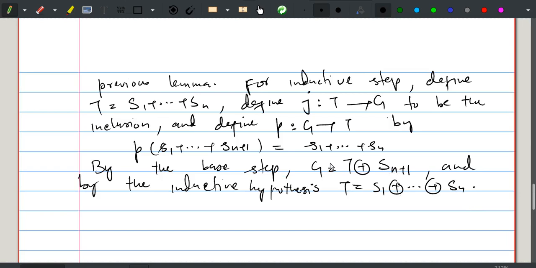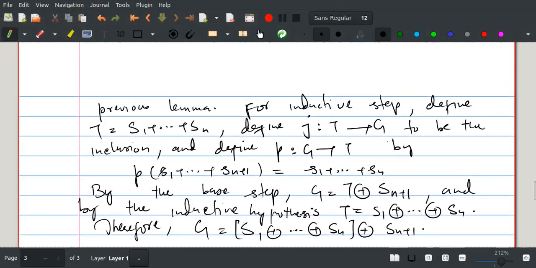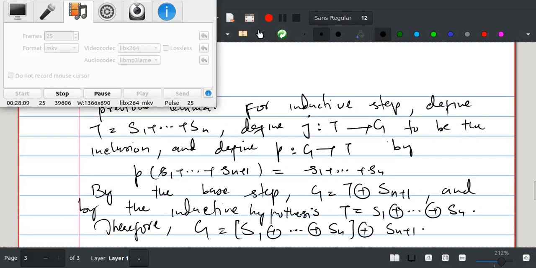So if G is the direct sum of these two groups, then G is the direct sum of T, which is the direct sum of S1 through Sn, direct sum S(n+1). Hence we are done in this case. So this completes the proof of the theorem.